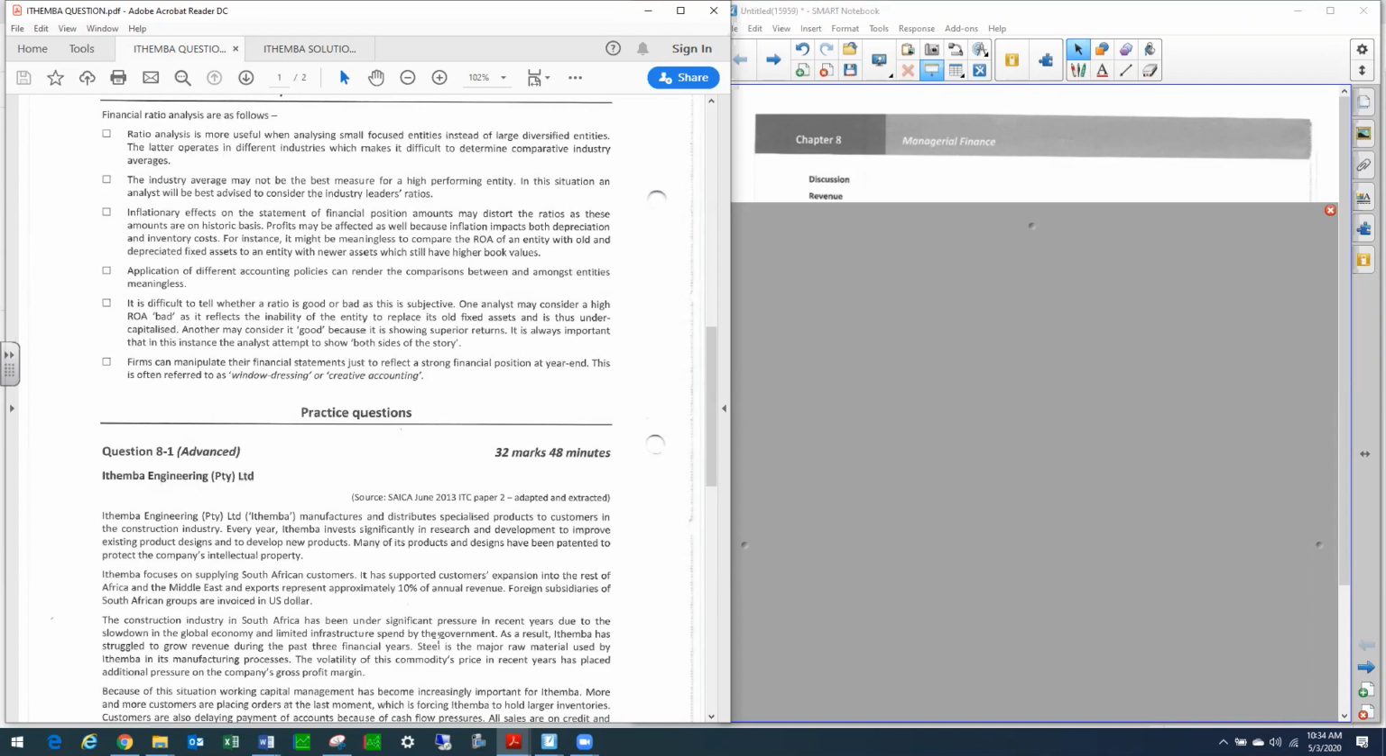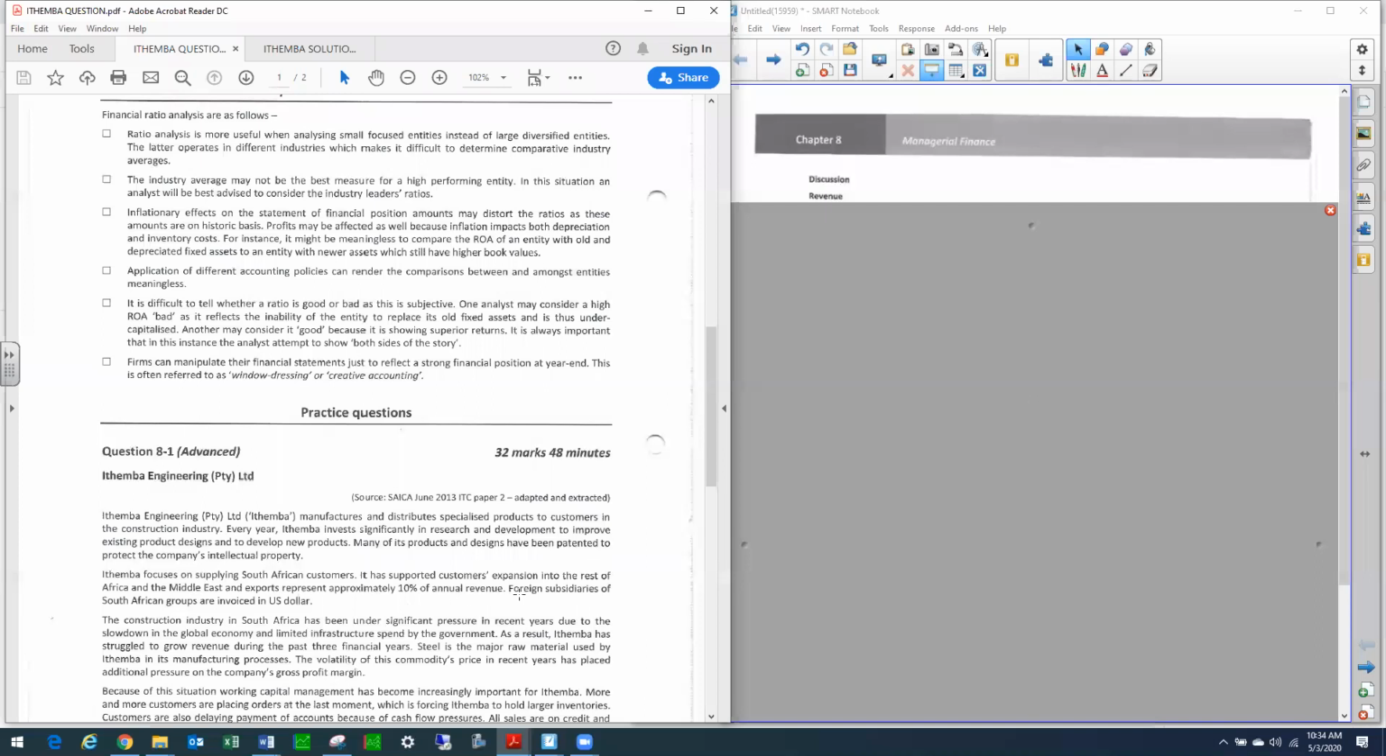Which one? Steel's part of your major raw material, so it's not going to form part of sales. What's it going to form part of? Which discussion? Inventory change. Or gross profit percentage, because it's trading, it's stock. So GP margin. Guys comfortable with that?